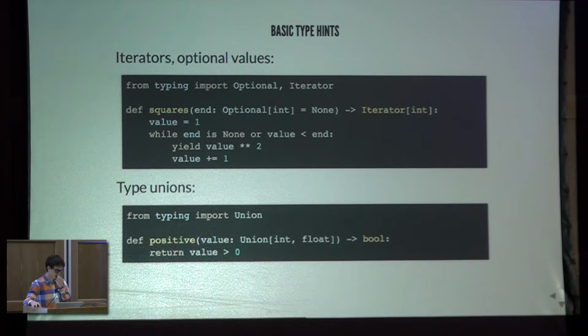You can have unions, so you can say, here's a function that checks if the value is positive, and it takes an int or a float, returns a bool. That's exactly what this is.